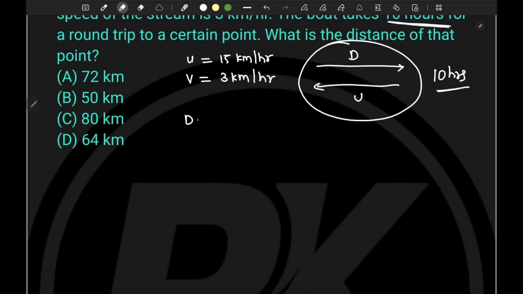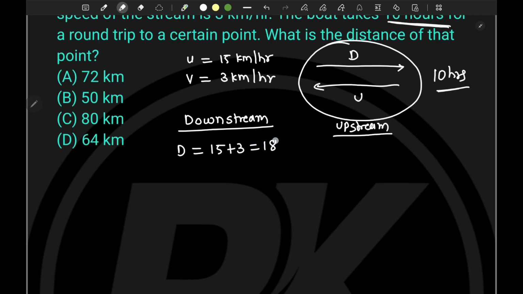Now, as I said, again write downstream here and write down upstream here. For downstream, it is faster, it is u plus v. u plus v is 15 plus 3 equals 18 kilometer per hour. And for upstream, u minus v is 15 minus 3 equals 12 kilometer per hour. So we have the upstream and downstream speeds now.